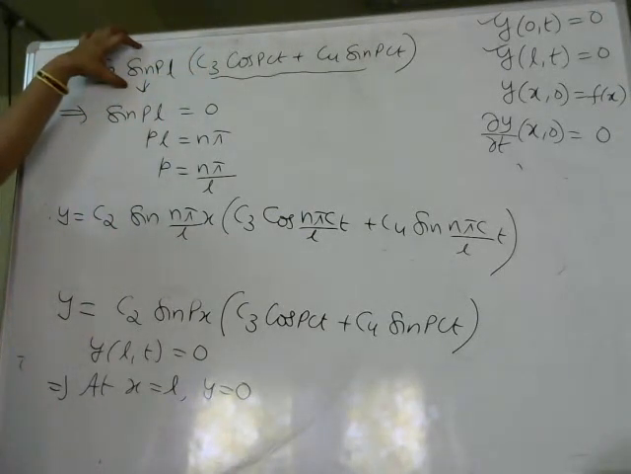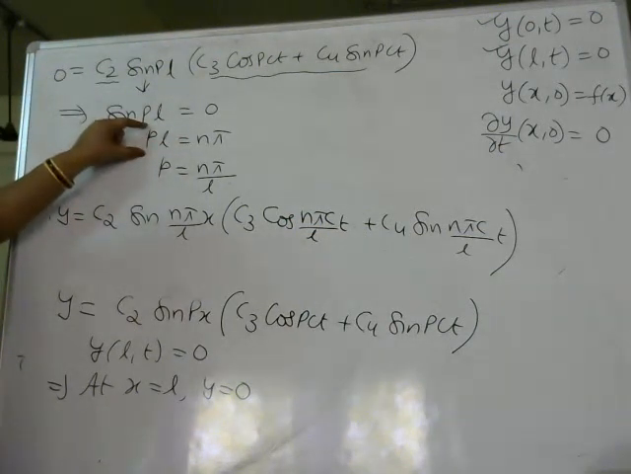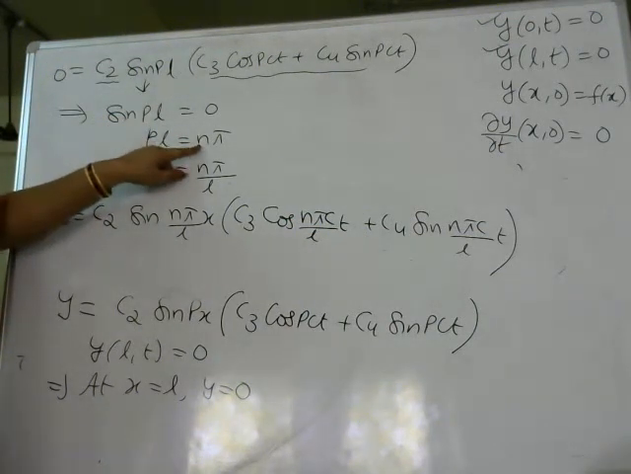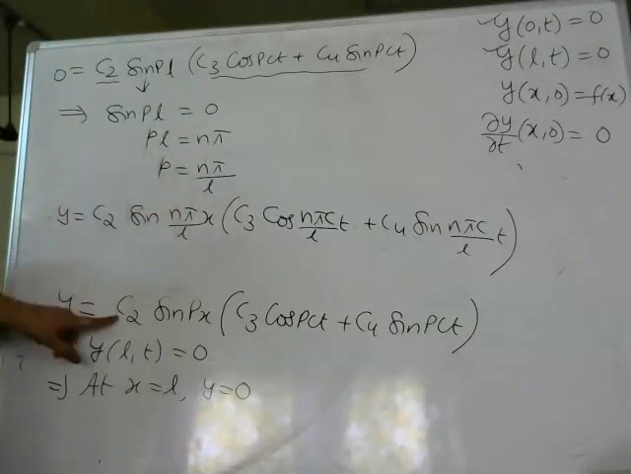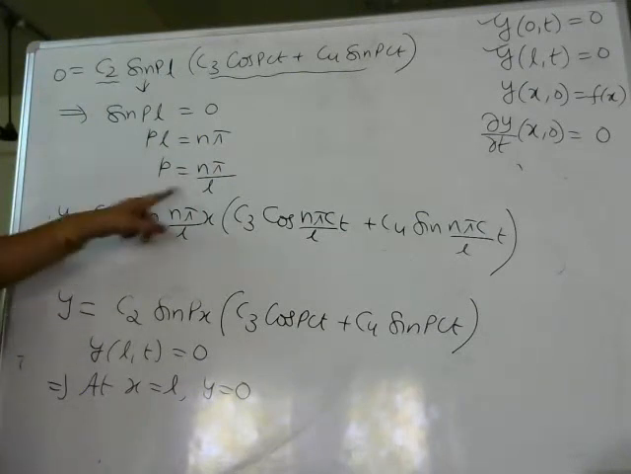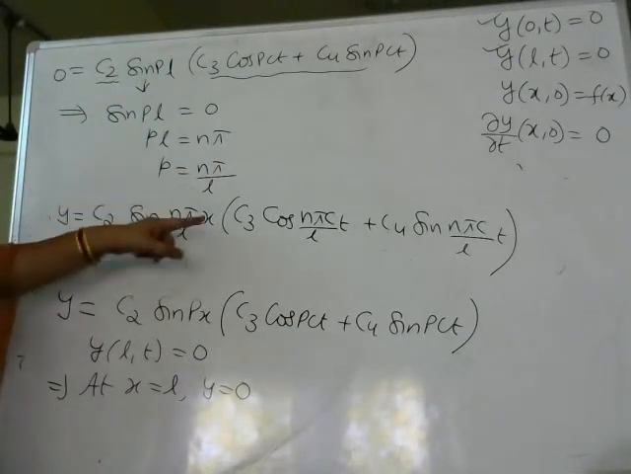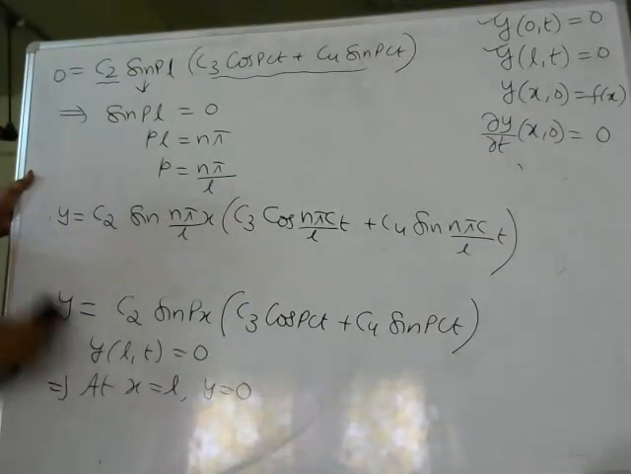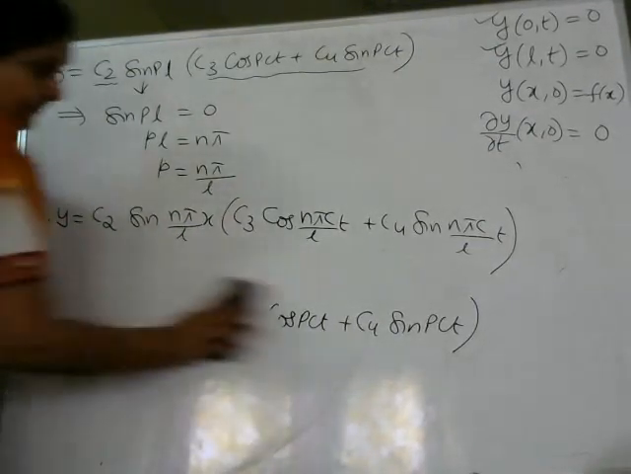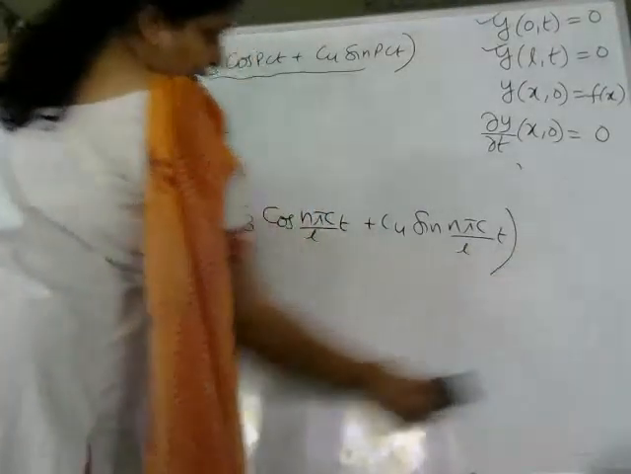When will the value of sine theta become 0? If theta is a multiple of pi: pi, 2 pi, 3 pi, 4 pi, so on. So we are taking theta, which is nothing but PL, as n pi. So P is equal to n pi by L. This P value we have substituted in y. So y is equal to C2 sin n pi x by L into C3 cos n pi C t by L and C4 sin n pi C t by L. So this is the value of y. So I told you, two conditions are common.